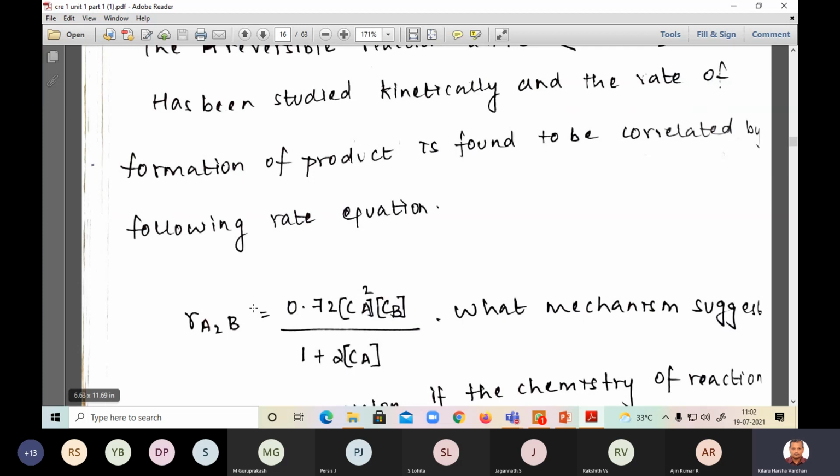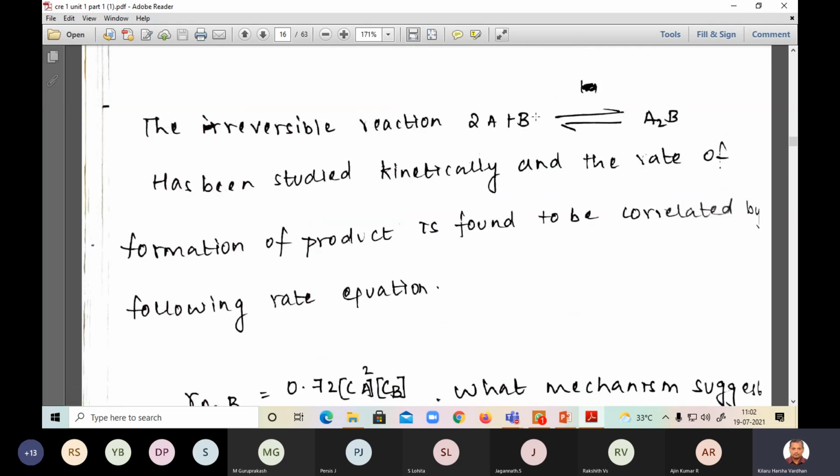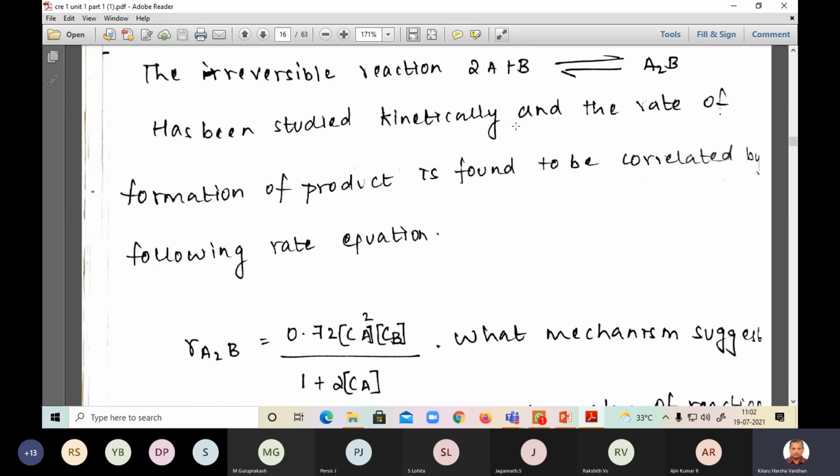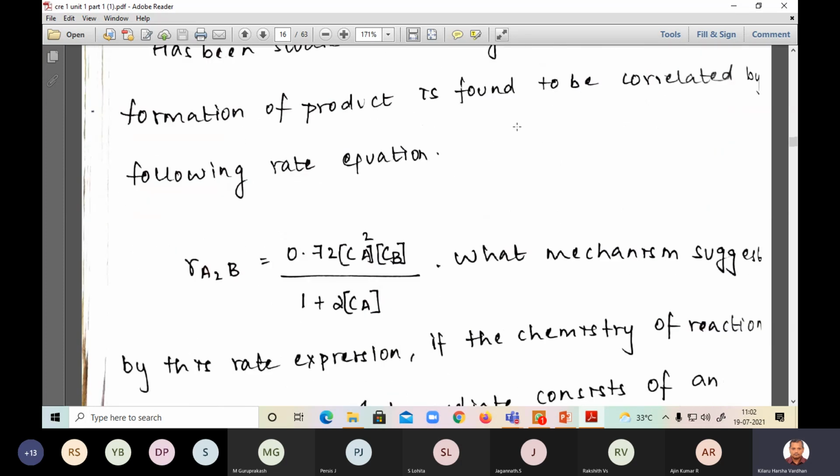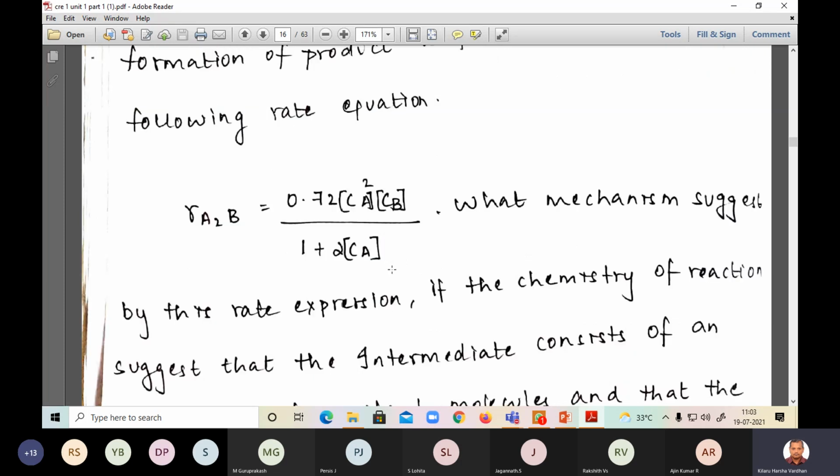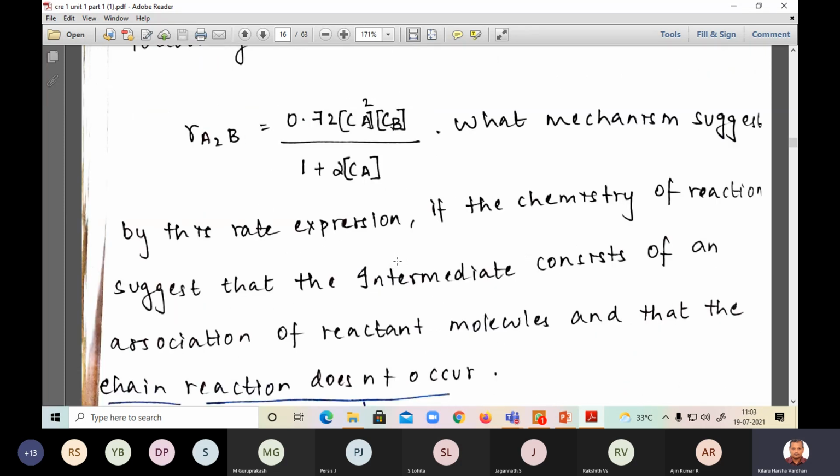This is the rate which should be given, coming from non-elementary reactions. So he is asking you to devise a mechanism so that we get this rate, right? For this, he will give you that intermediates can be formed. How you are going to form the intermediates, everything, that's up to you.